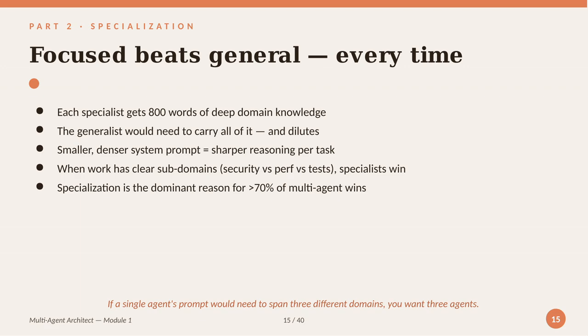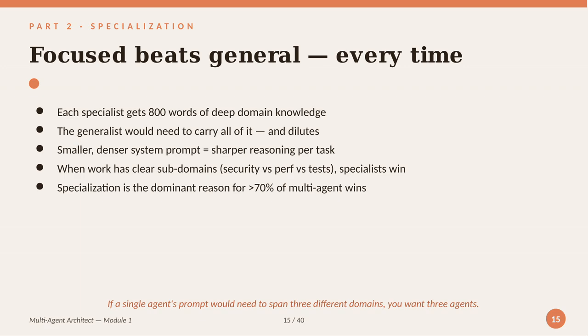The generalist would need to carry all of it: 800 words for security, 800 for performance, 800 for tests, 800 for style. That's 3,200 words just for the role descriptions, before any task content. The prompt window doesn't have that much room. So the generalist gets a compressed, diluted version of each domain, and the dilution shows up in the output.